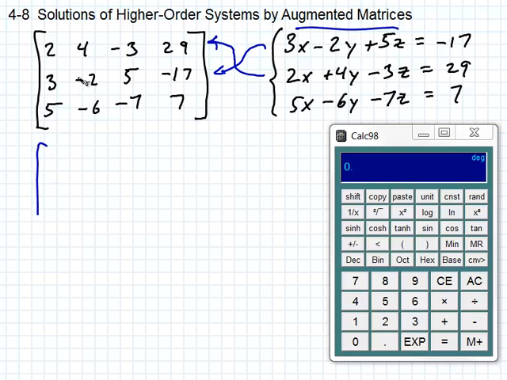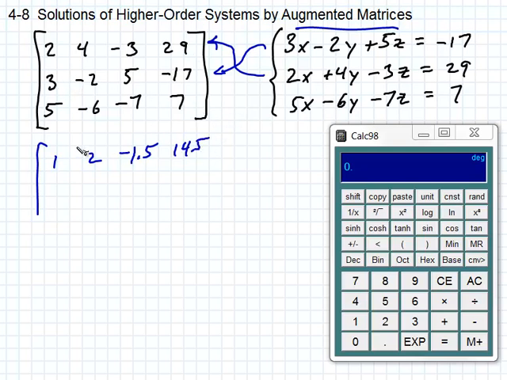And so I have 2 divided by 2 is 1. Divide by 2, I get 2. Here I divide by 2, I get 1.5 minus 1.5. 29 over 2, well, 30 over 2 would be 15, so this is 14.5.